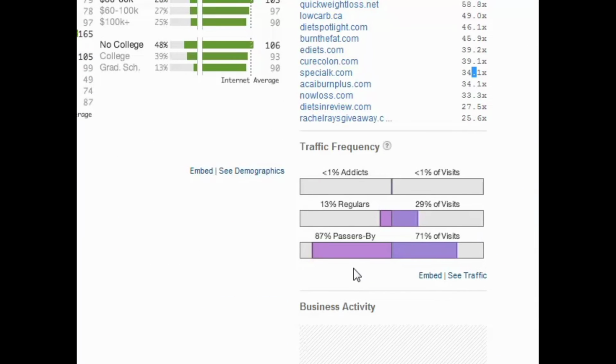The next thing I like to look at is traffic frequencies. So less than 1% are addicts. 13% are regulars, and 29% of all the visits are regulars, and then the rest are passersby. This is because this is a huge affiliate program, so they're driving enormous amounts of traffic to the site. But 29% of all of their visits are regular, which means that they go back to the site more than once.